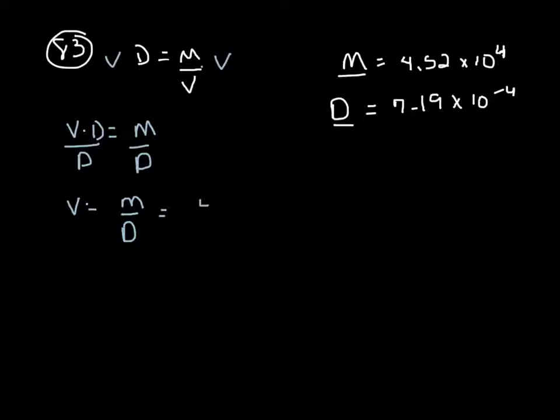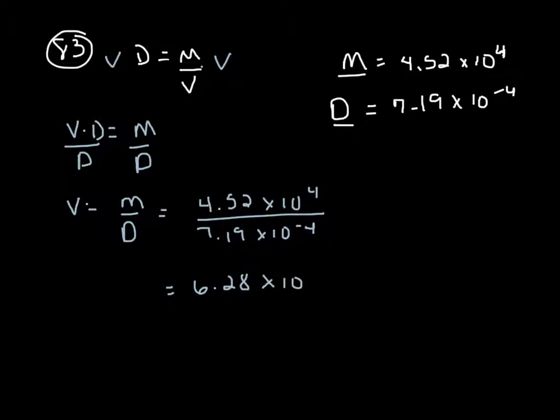But my mass was 4.52 times 10 to the fourth, and my density was 7.19 times 10 to the negative fourth. At this point, you could just take your calculator, enter that into your calculator, and you will get 6.28 times 10 to the 7th.